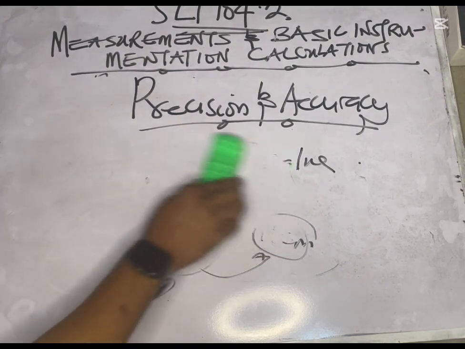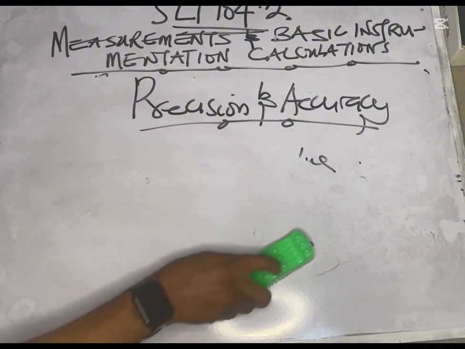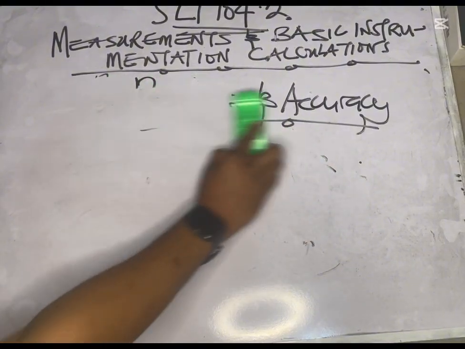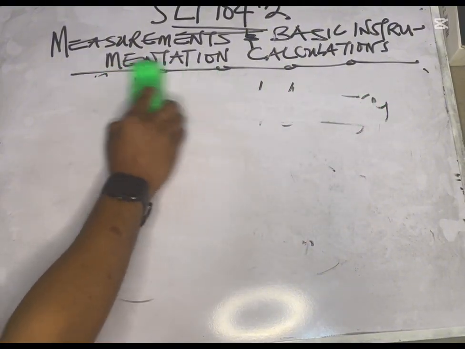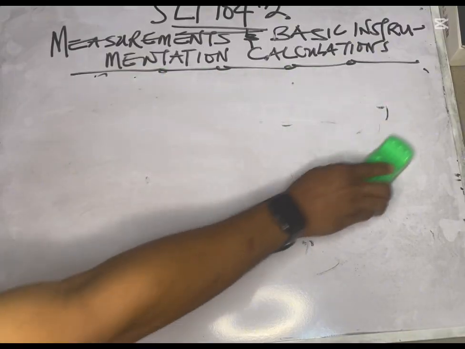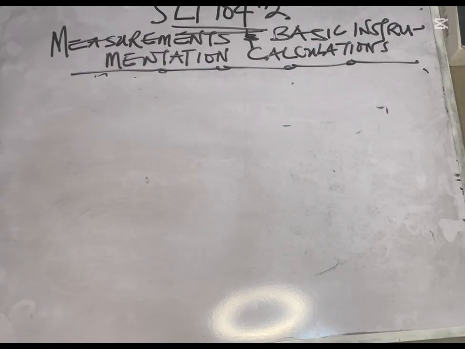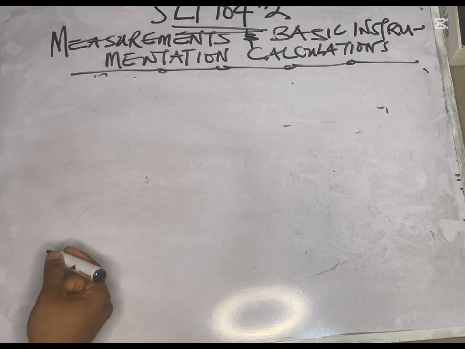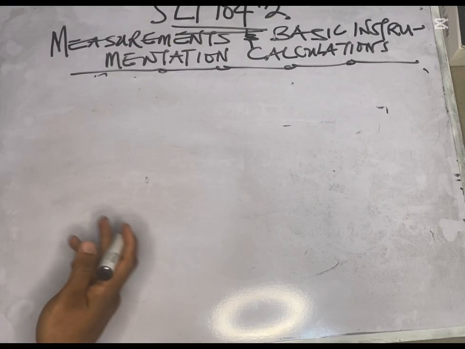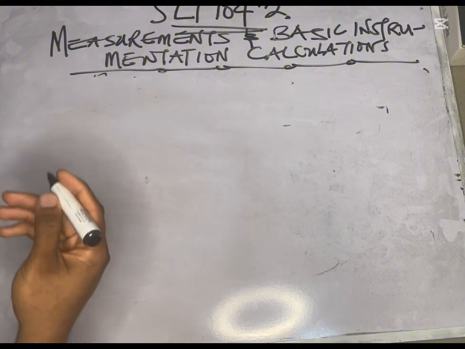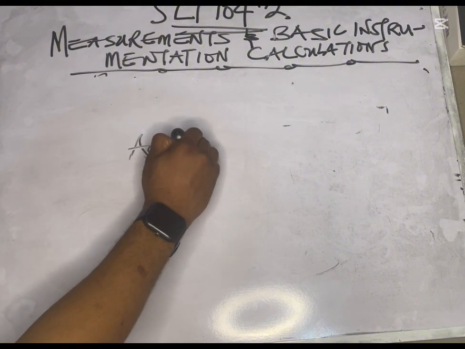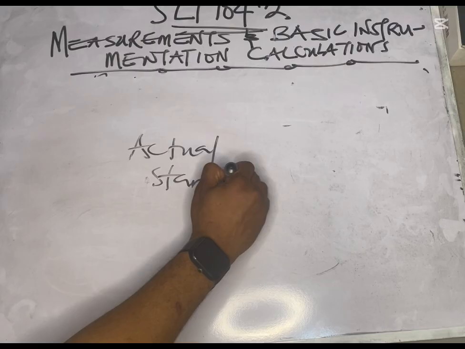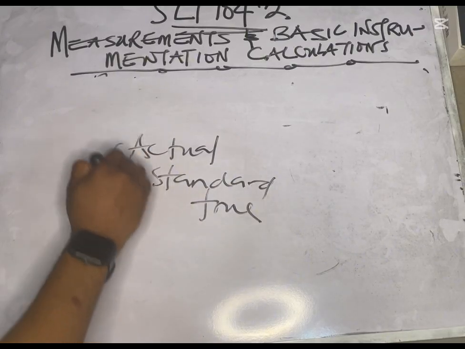Errors in measurement. If we must look at basic instrumentation, it's very important for us to understand that when you're making use of a basic instrument while performing an experiment, there is likely to be error. So what is an error? Errors are defined as the deviations of the measured value from the true value. The true value is also called the standard value, or the actual value. Standard, true, actual, they are all the same.